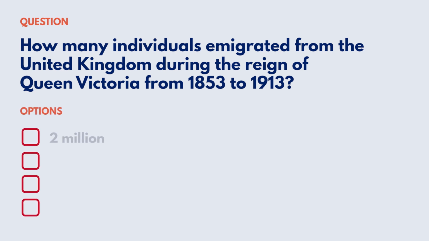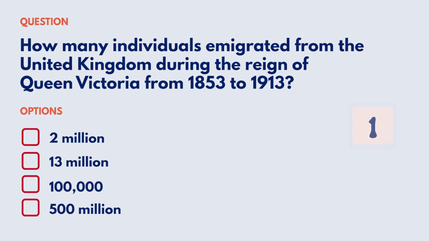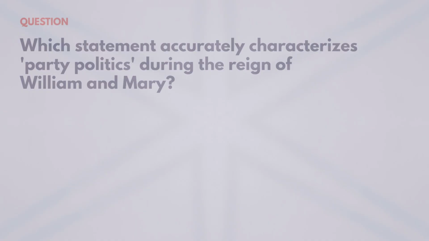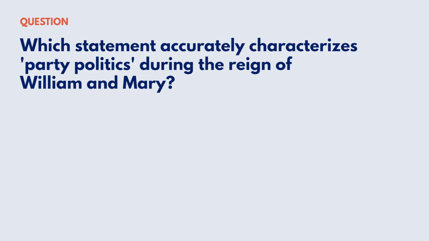How many individuals emigrated from the United Kingdom during the reign of Queen Victoria from 1853 to 1913? 2 million. 13 million. 100,000. 500 million. Correct answer, 13 million.